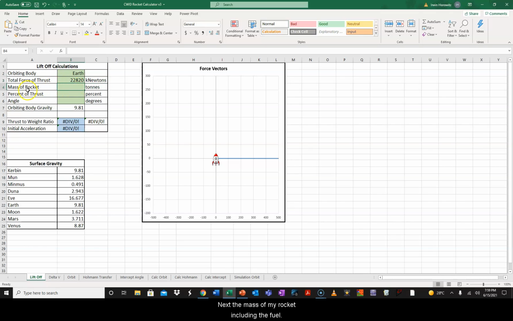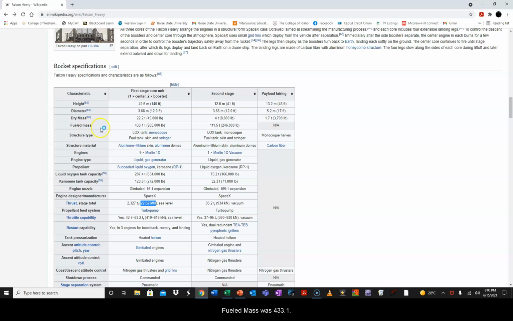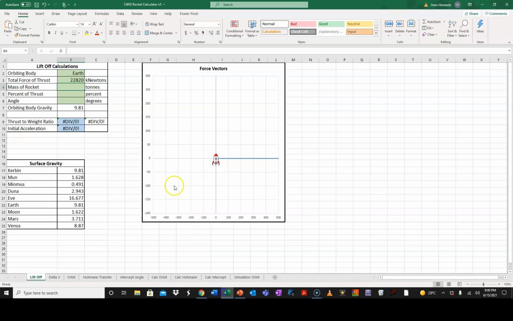Next, the mass of my rocket, including the fuel, in metric tons. According to this, the fuel mass was 433.1 metric tons, listed there. So 433.1 metric tons. The percentage of thrust, that's your throttling. Let's suppose it's 100%, and we'll use that number. And the launch angle we'll use is 90 degrees, so that way you're launching straight up. And you'll see when you do that, that it will give you your thrust to weight ratio along with the initial acceleration in meters per second squared. And since the thrust to weight ratio is greater than 1, you achieve liftoff.